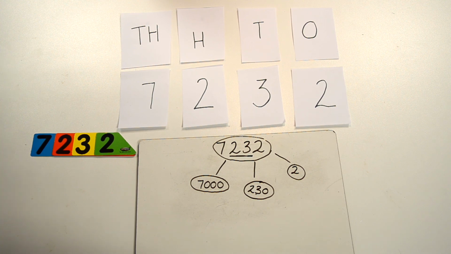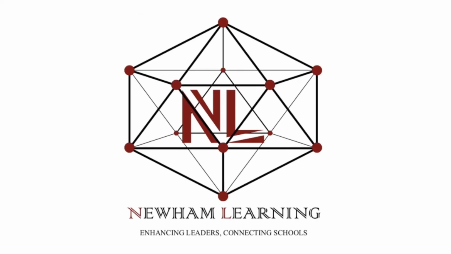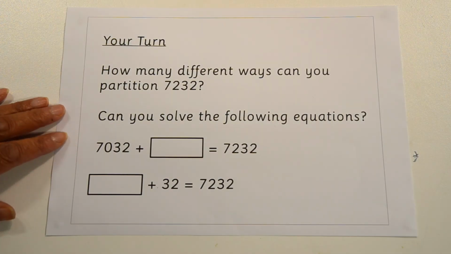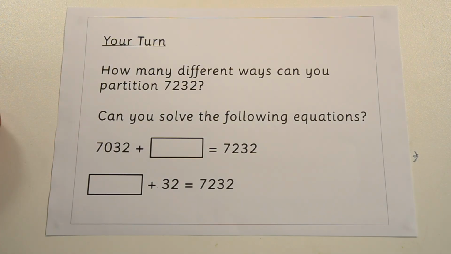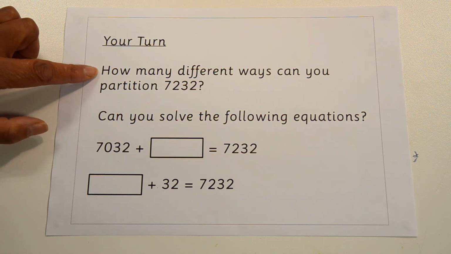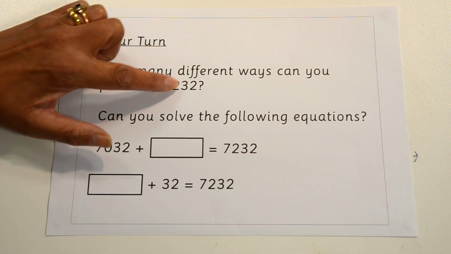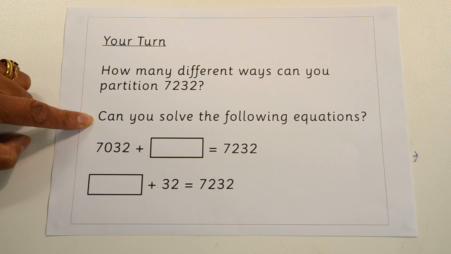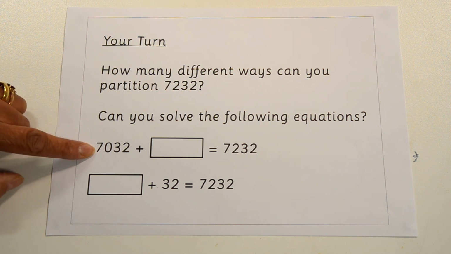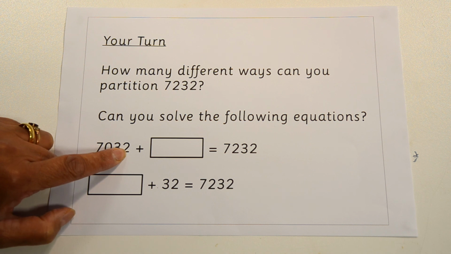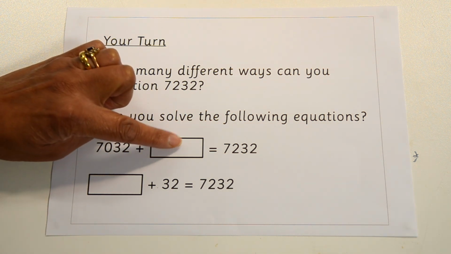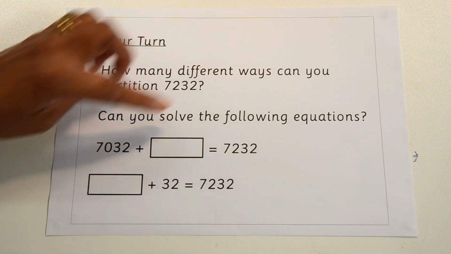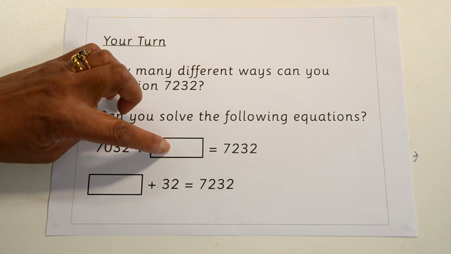Right, now it's your turn. Thank you very much. You have all been great. Now it's your turn to have a go. Here, I have given you a question. How many different ways can you partition 7,232? Can you solve the following equations? So we have 7,032. What part is missing from the total? What part is missing here?